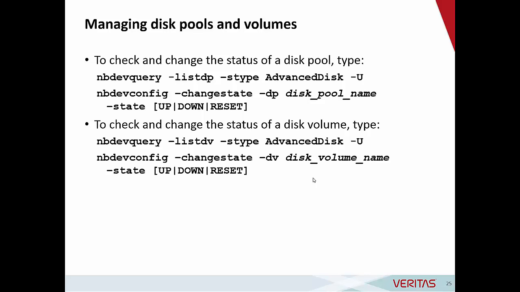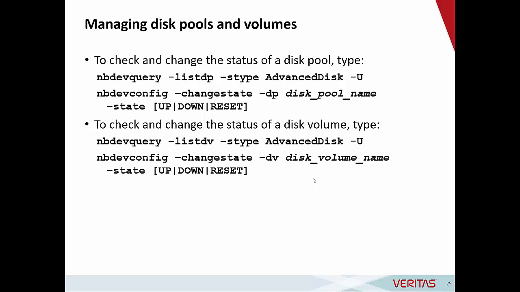Disks in a disk pool have a status of either up or down. It means the same thing it does for tape drives. Disks that are up are available for use. Disks that are down are not. And so the individual volumes within the pool have a status, and the pool as a whole also has a status. And we can verify what the status is either from going to the Device Monitor in the admin console or by using the nbdevquery command from the command line. And you can see the two different forms of the command illustrated here, the -listdp to see disk pool status, and the -listdv to see disk volume status.